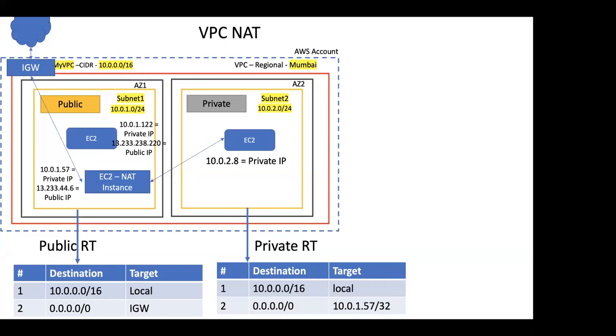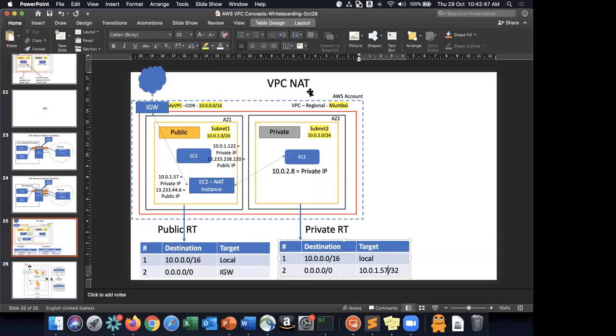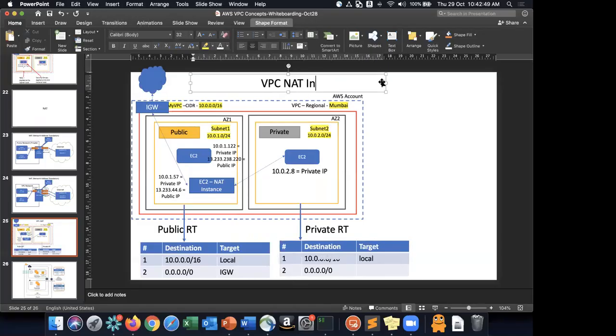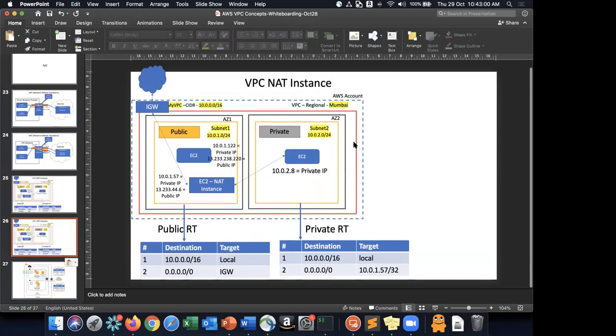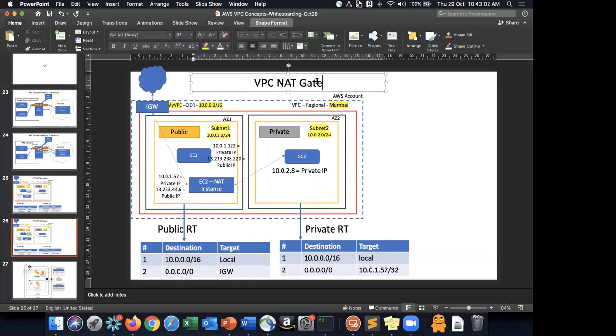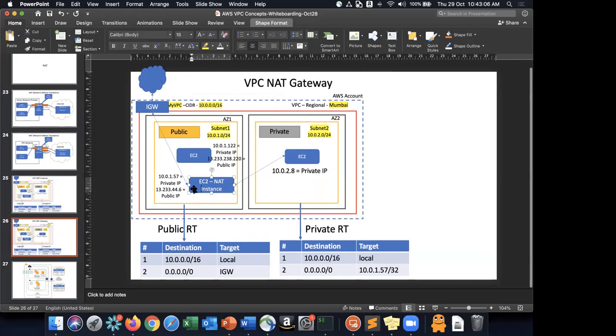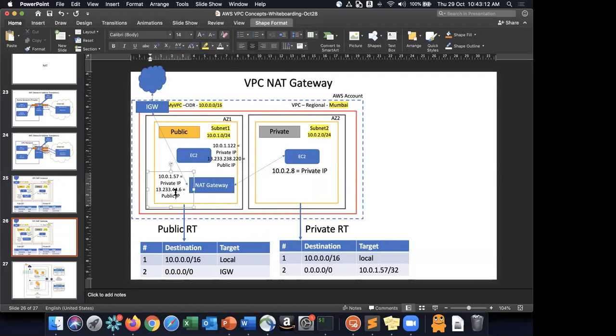In order to circumvent all of this, what Amazon AWS has done is they have come up with a service called NAT Gateway. I'm just going to show you how NAT Gateway looks. The NAT Gateway is basically a managed service. So instead of this NAT instance, this is a NAT Gateway.